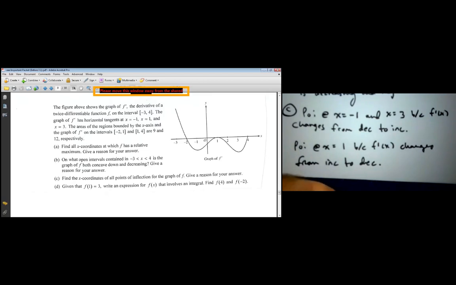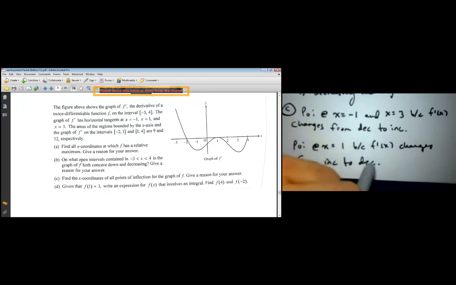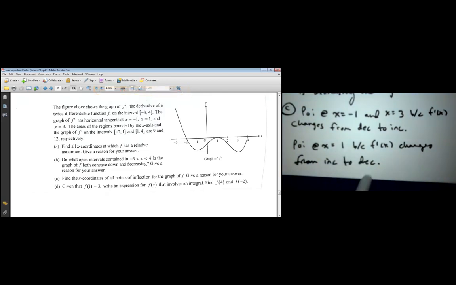Say that one more time. So I wrote there are points of inflection at x equals -2 and x equals 3 because f prime of x changes from decreasing to increasing, and at x equals 1 because f prime of x changes from increasing to decreasing. Should I restate that there's a POI at x equals 1 like you did, or can I just connect them with an "and"?